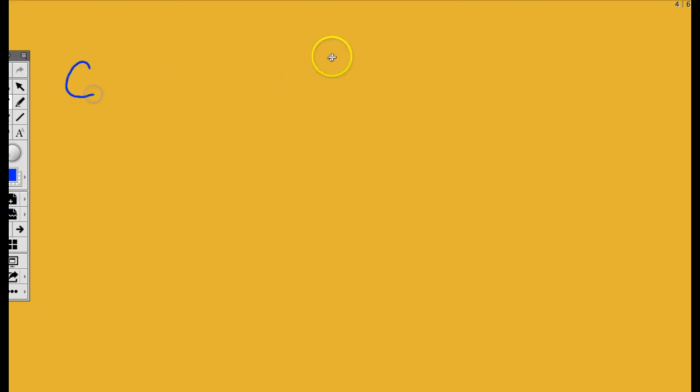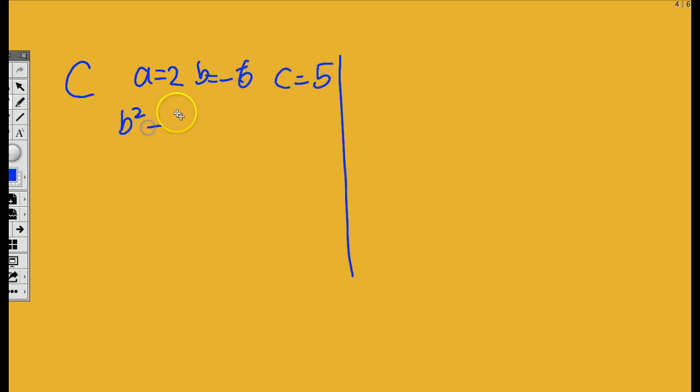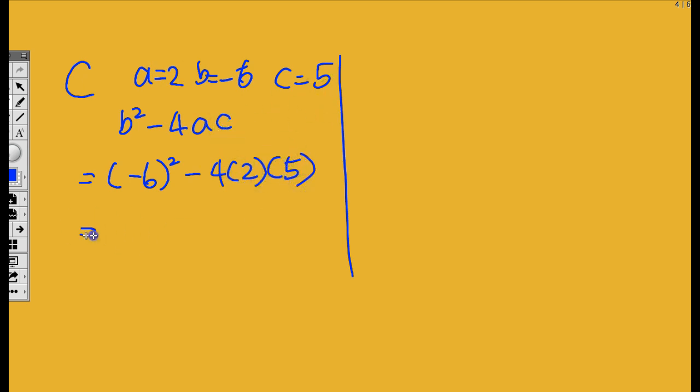So for option C, we have A is 2, B is negative 6, and then C is 5. So let's go ahead and find the discriminant, b squared minus 4ac. So instead of B, I plug in negative 6. And then instead of A, I plug in 2 in parentheses. And instead of C, I plug in 5 in parentheses. Negative 6 squared is 36. And then negative 4 times 2 is negative 8. Negative 8 times 5 is negative 40.